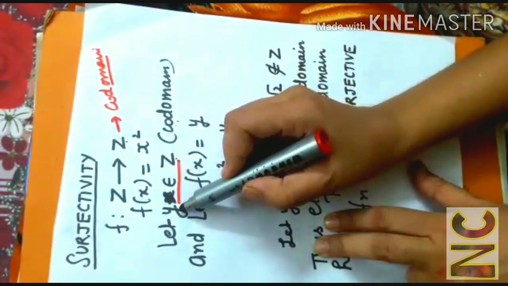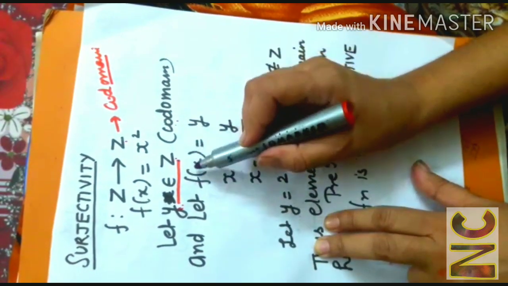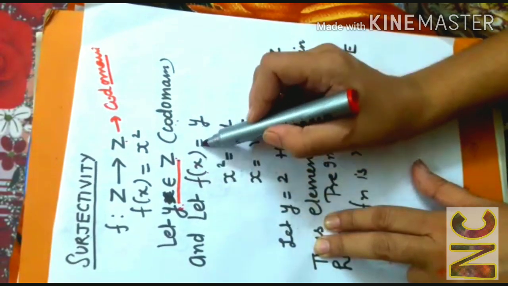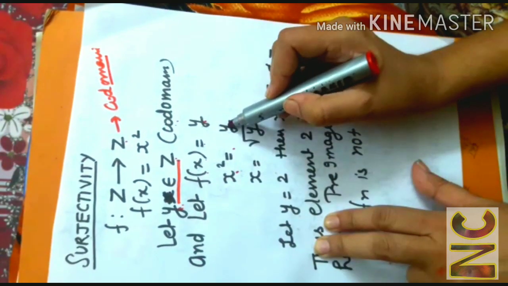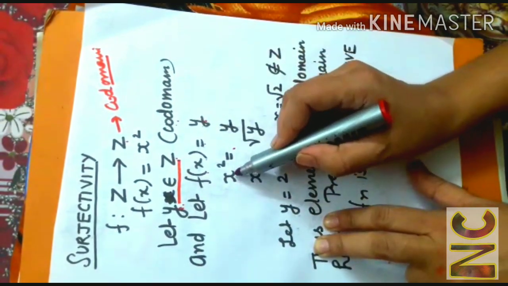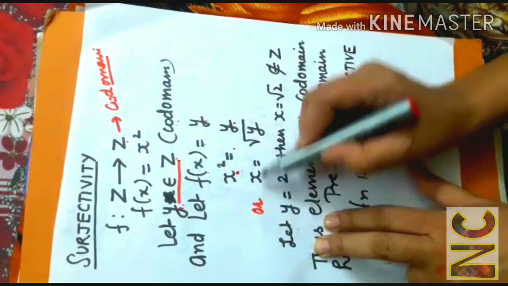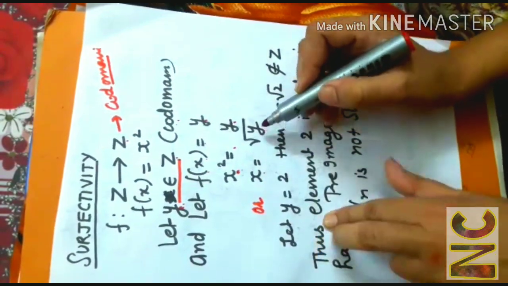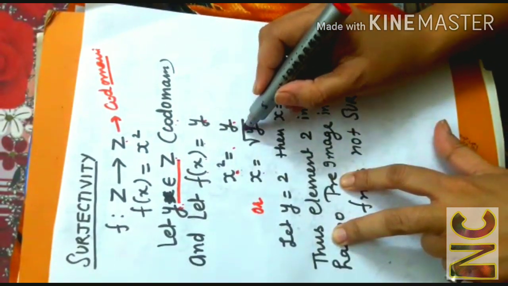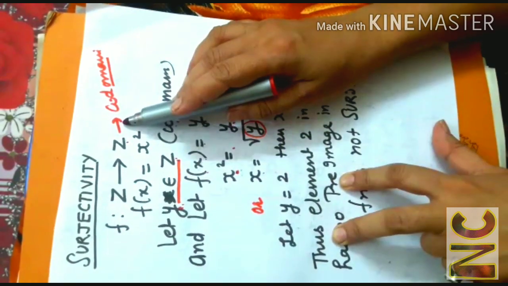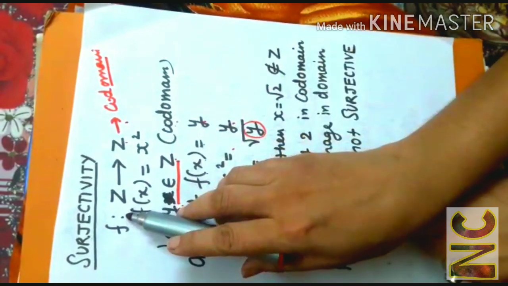I assume that the pre-image of this y is equal to x. So as the pre-image of y is x, I'll write f(x) is equal to y. Now f(x) is equal to x squared equals y, and here I'll express this x in terms of y. So I'll get x is equal to square root of y. Now I have to check whatever y I take in the codomain, will this x always belong to the domain?